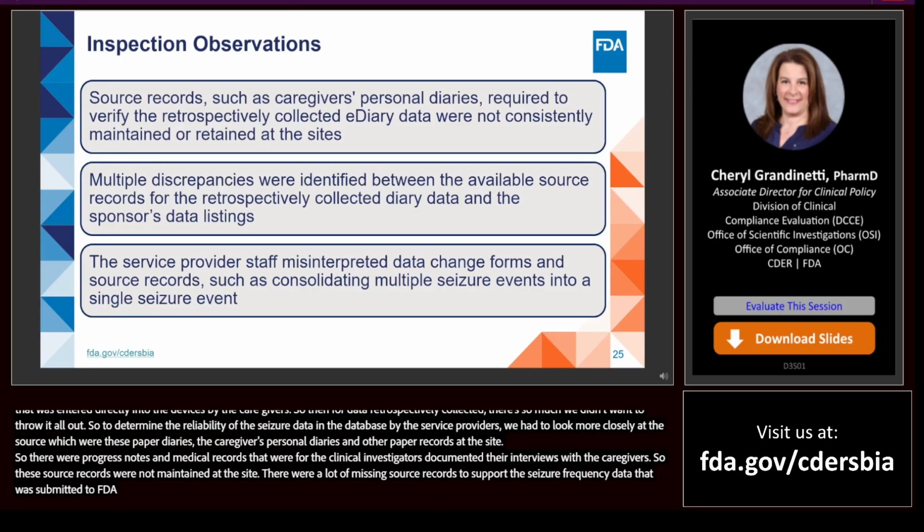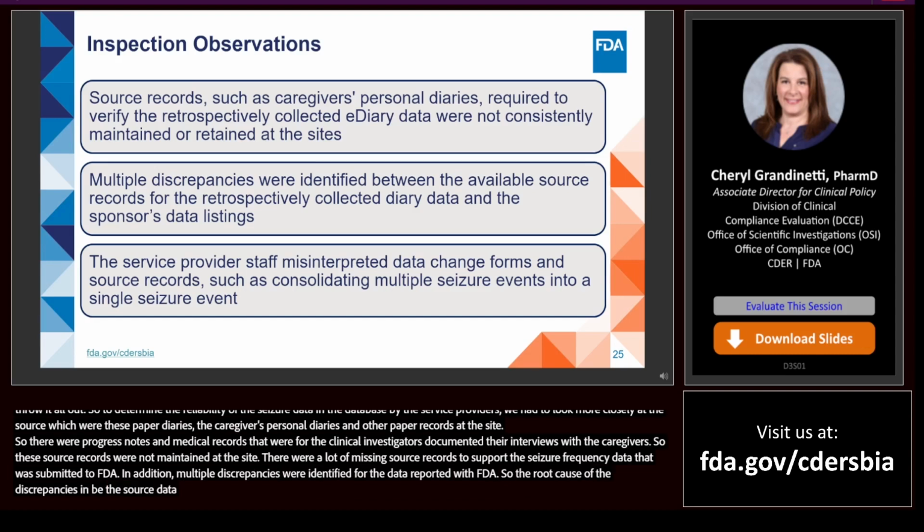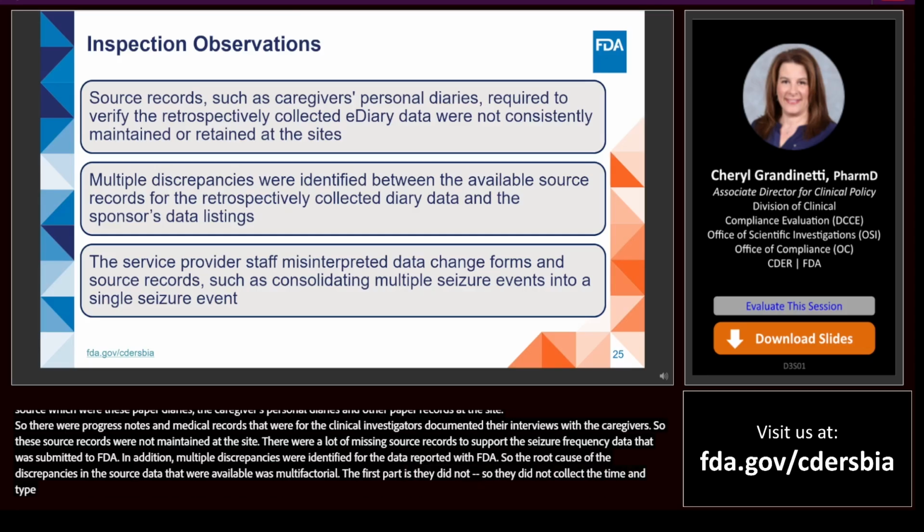In addition, multiple discrepancies were identified between the source records that were available and the seizure frequency data reported to FDA. The root cause for the discrepancies in the source records that were available was multifactorial. First, the caregivers' personal diaries did not collect all the protocol required information. They didn't collect the time and type of seizures, they didn't document the dosing, or they didn't document the use of rescue medications.